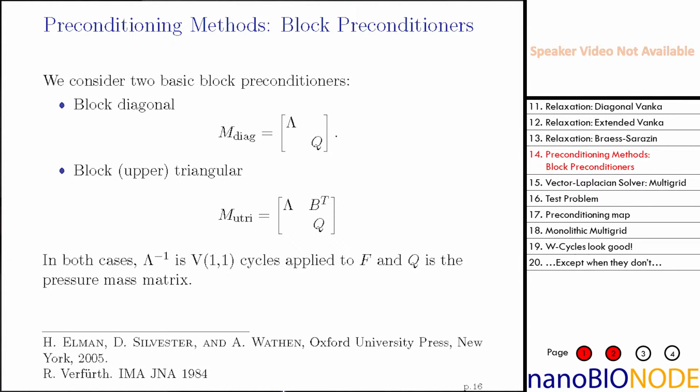All right, so now we're going to consider block preconditioners instead of monolithic multigrid. And the primary difference here is we're just doing multigrid on the lambda block here, which is a preconditioner for F. And lambda inverse is a V cycle, because if you turn a lambda upside down, it's a V. And then Q is the pressure mass matrix here, which is spectrally equivalent to the Schur complement for inf-sup stable discretizations that was shown in this paper.